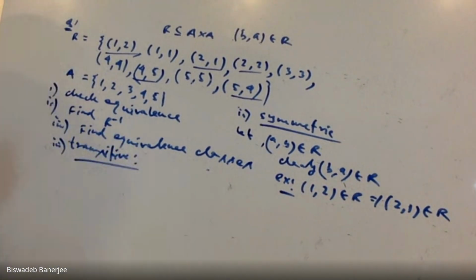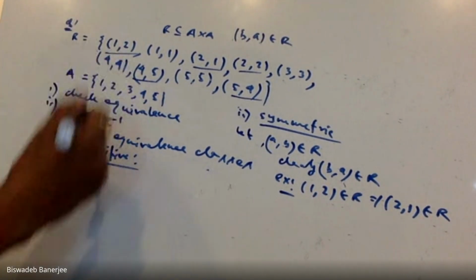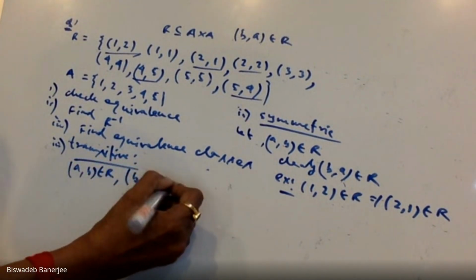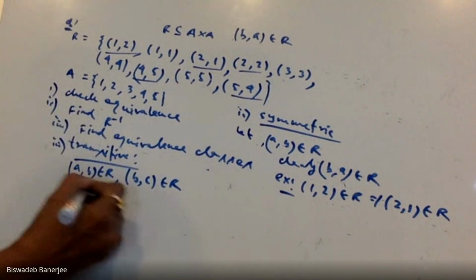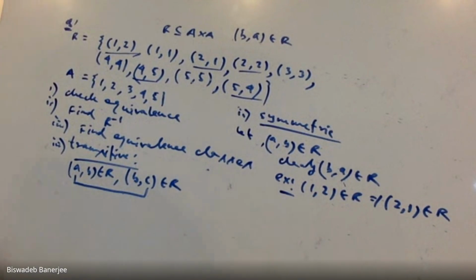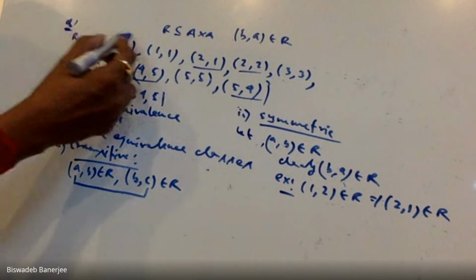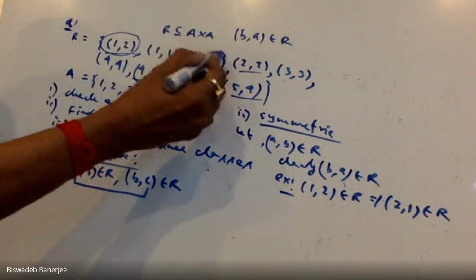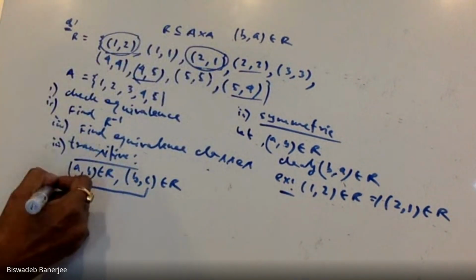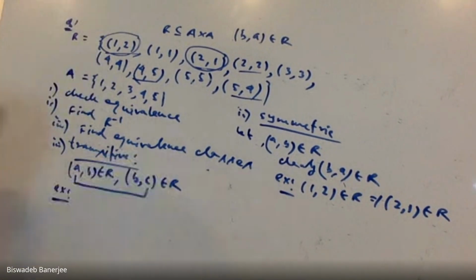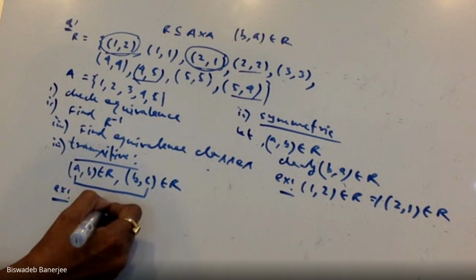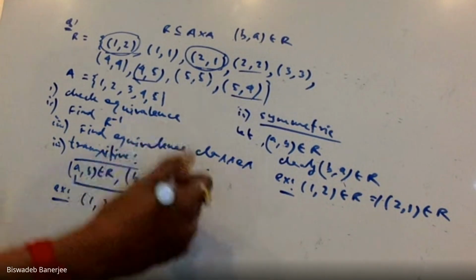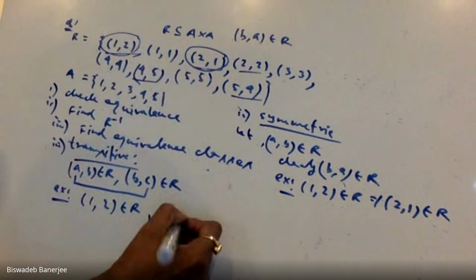How to check the transitive property? We know, let (a, b) belong to R and (b, c) belong to R. You have to check whether (a, c) belongs to R. For this, see that (1, 2) belongs to R, and (2, 1) belongs to R. Let us take some example. Let (1, 2) belong to R, and for (b, c), you have to start from 2: (2, 1) belongs to R.